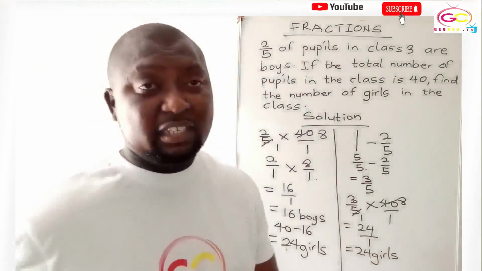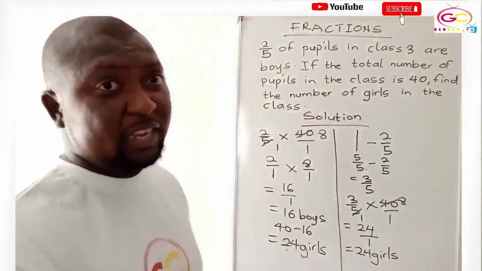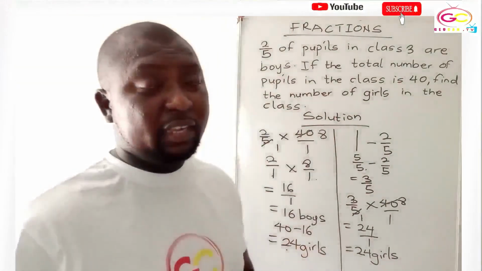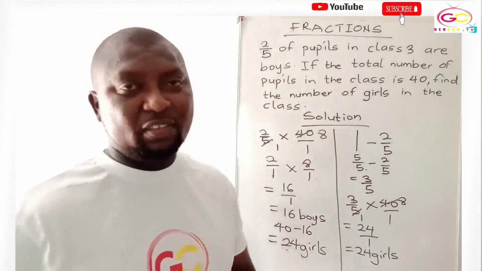Easy as easy, A, B, C, D. I believe you got it. Easy, easy, easy. Method 1 and method 2 gave us the same results. This is math for you.